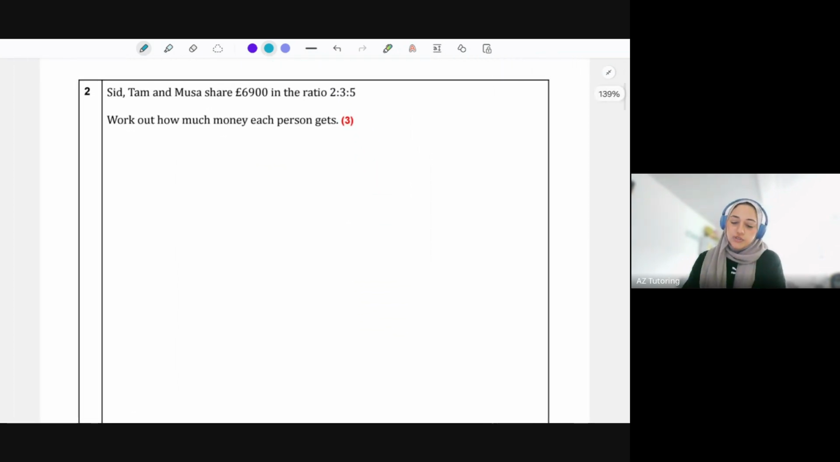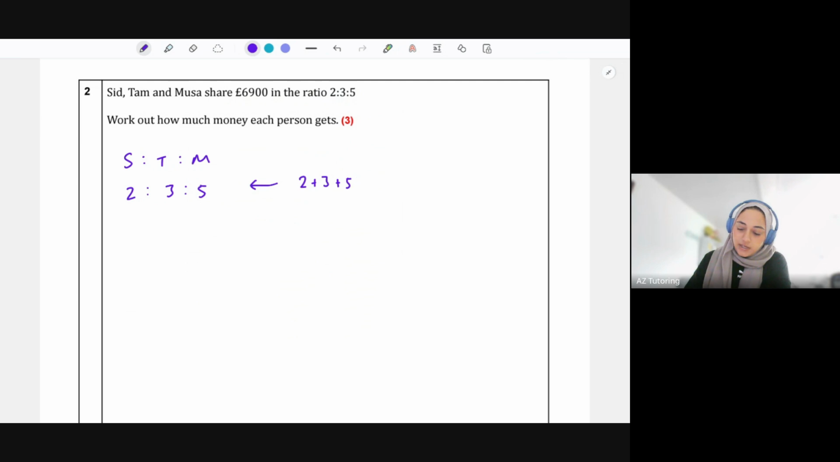We've got a ratio question. It says Sid, Tam, and Musa share £6,900 in this ratio. I can just say Sid, Tam, and Musa, 2, 3, 5. So just working out the total number of parts, we've got 2 plus 3 plus 5. That gives me 10 parts in total. Now we need to work out how much money each person gets.